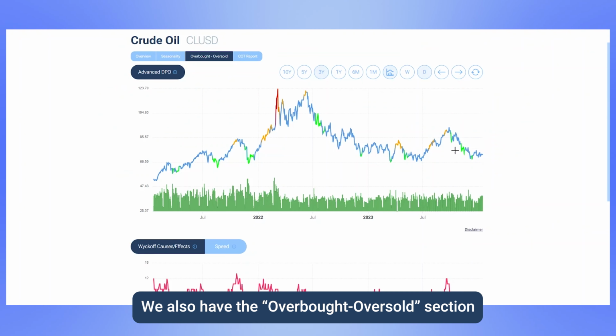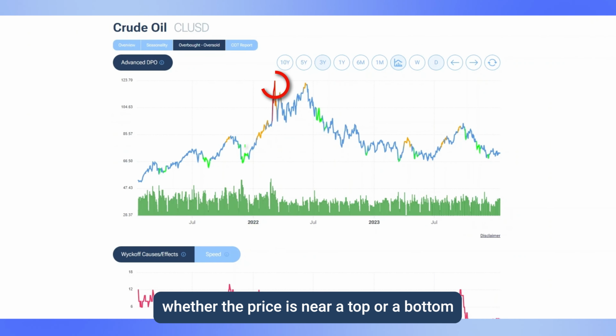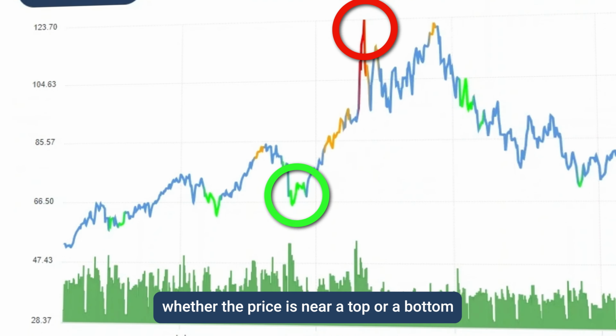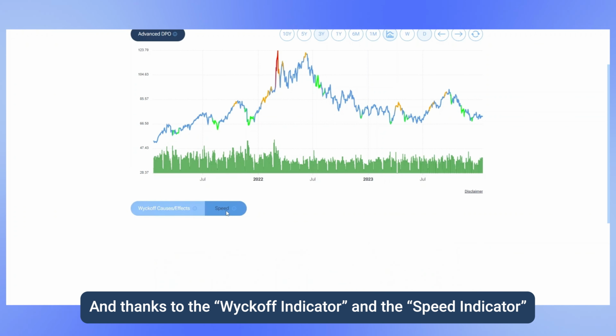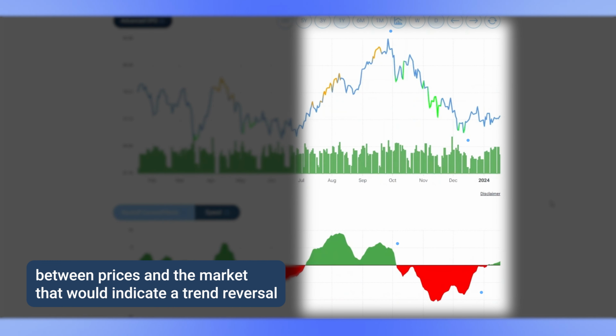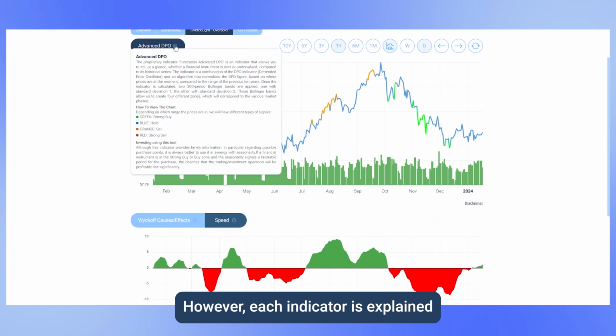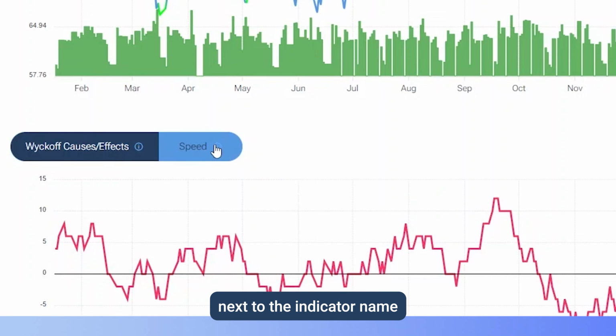For each instrument, we also have the overbought, oversold section, where we have several indicators to help us understand whether the price is near a top or a bottom. And thanks to the Wyckoff indicator and the speed indicator, we can go looking for divergences between prices and the market that would indicate a trend reversal. However, each indicator is explained simply by clicking on the info box next to the indicator name.